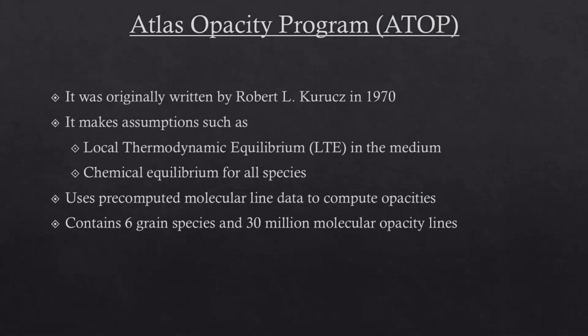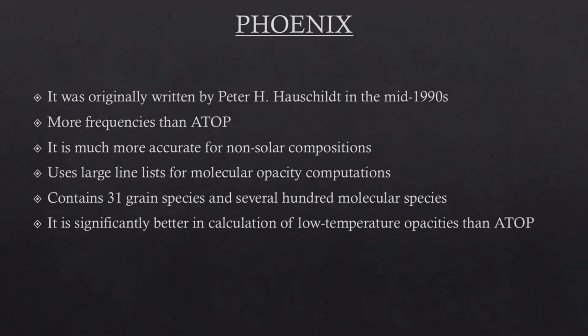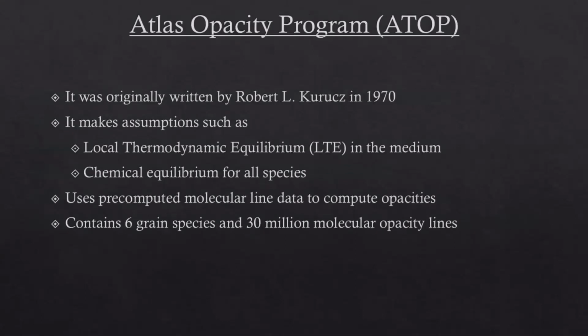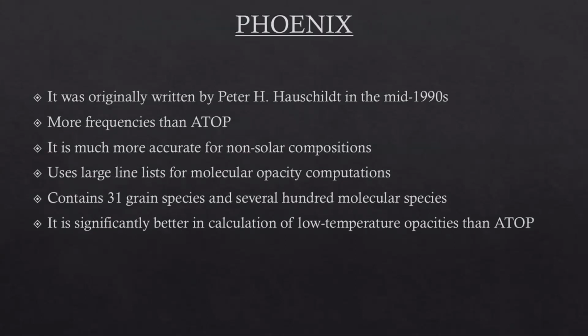And now we're going to look at Phoenix and how it's different. It is a much more recent, much more modern code. It was originally written by Peter Hauschildt in the mid-1990s. It has more frequencies than ATOP. ATOP has around 9,000, and Phoenix has around 24,000. So it has more frequencies, which makes it much more accurate in non-solar compositions. And instead of using pre-computed molecular line data, it uses large line lists for molecular opacity computation. The equations of state for these two are different as well.